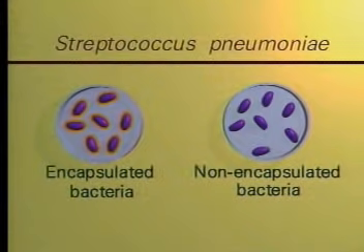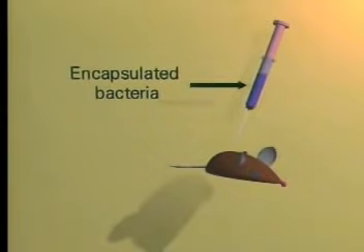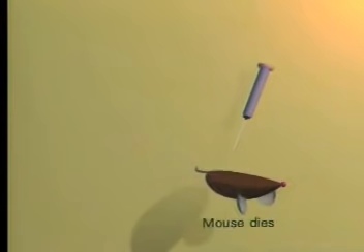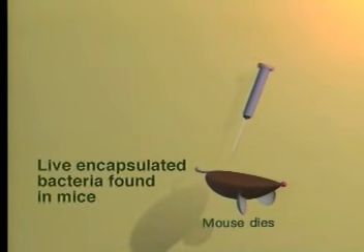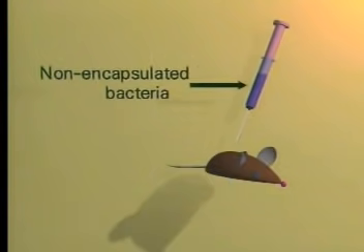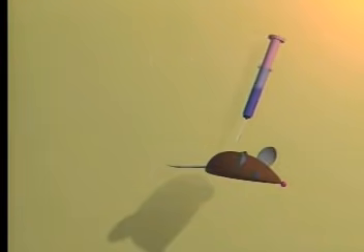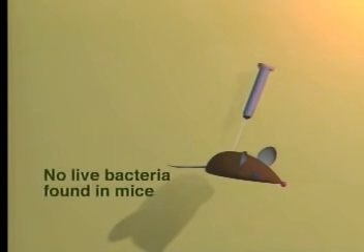Frederick Griffith used 2 strains of the bacterium Streptococcus pneumoniae, an encapsulated strain which causes pneumonia, and a non-encapsulated strain which does not cause pneumonia. The capsule protects the bacterium from the immune system of the invaded organism. When he injected one group of mice with encapsulated bacteria, they contracted pneumonia and died. Griffith took blood samples from the dead mice and found live encapsulated bacteria in the samples. He injected a second group with non-encapsulated bacteria, which produced no infection, and the mice lived. Their blood samples revealed no live bacteria.